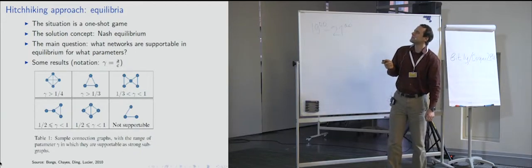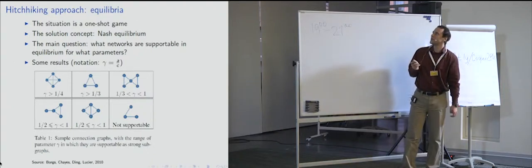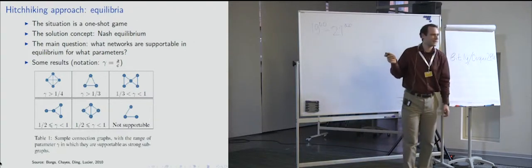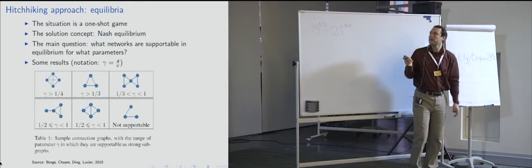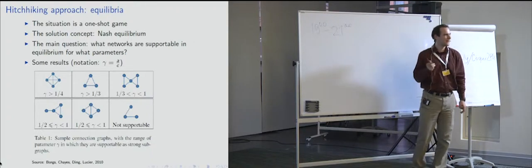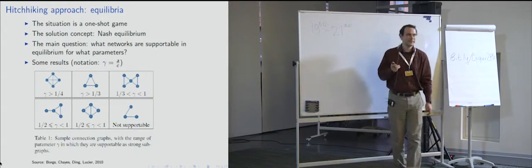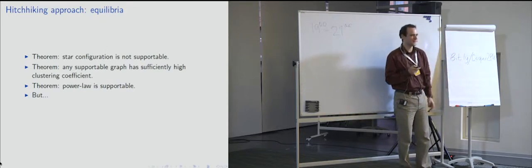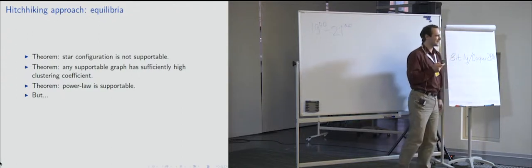Okay, so here is an example from the original paper. We may see that a configuration without triangles is not supportable at all. And if there are many triangles, then they are supportable for some values of parameters. This is just an example, and there are also some nice theorems from the original paper. So first, the star configuration, which has zero clustering coefficient, is not supportable.